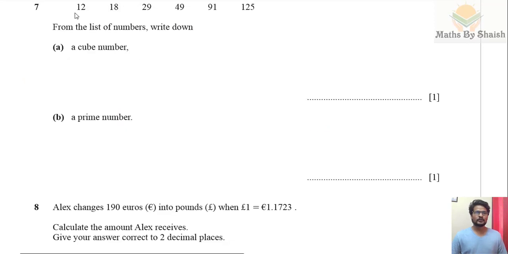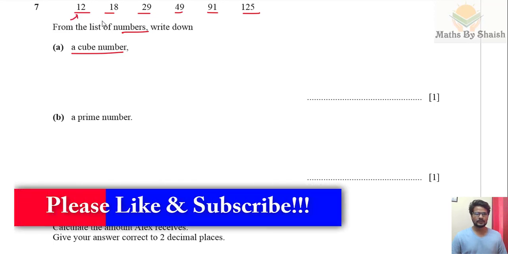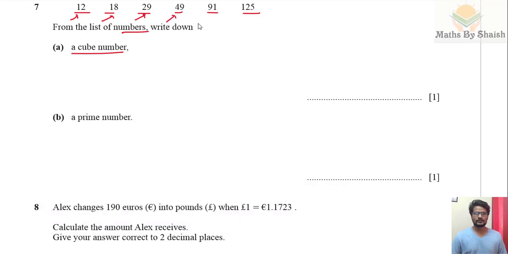Here's the seventh question. 12, 18, 29, 49, 91 and 125 are the numbers. From the list of numbers, write down a cube number. We can see 12 is 4 times 3, 18 is 9 times 2, 29 is a prime number, 49 is 7 times 7, a square number, 91 is 13 times 7, and 125 is 5 times 5 times 5. So 125 is a cube number from this list, and the second part is a prime number. We have just seen that 12, 18, 49, 91 and 125 are composite numbers, so 29 is the only prime number here. Eighth question.